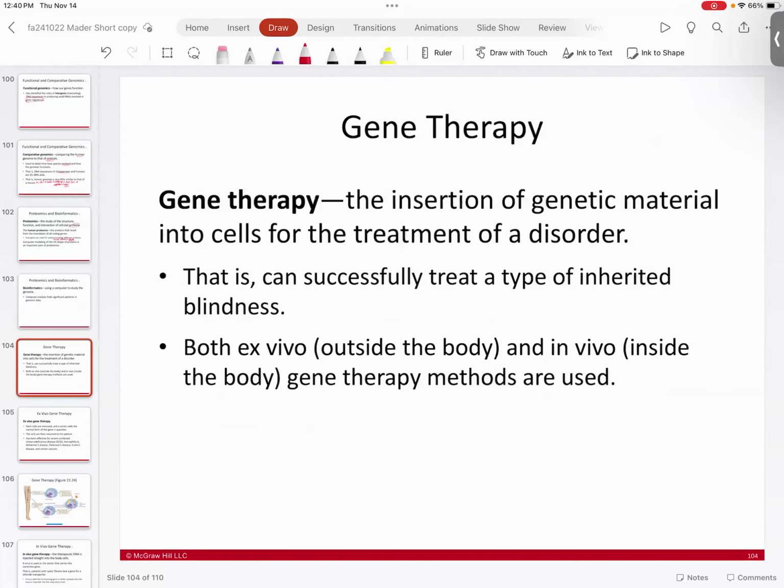Now, bioinformatics is basically using a computer to study the genome and analyzing different types of patterns in genomic data and things of that nature. So we're still kind of picking through all that information that we just got about 20 years ago or so through the Human Genome Project.